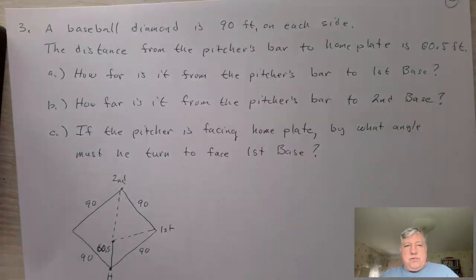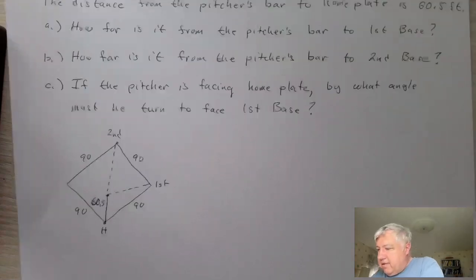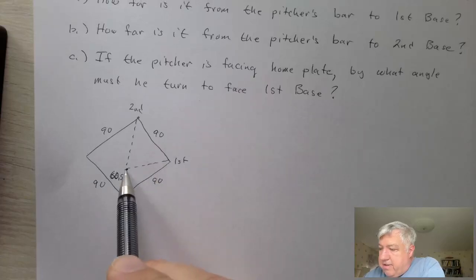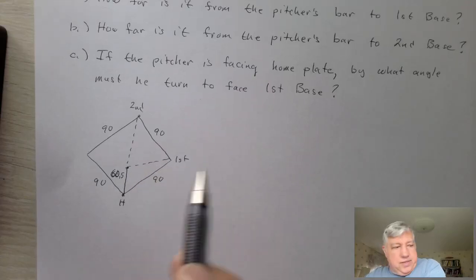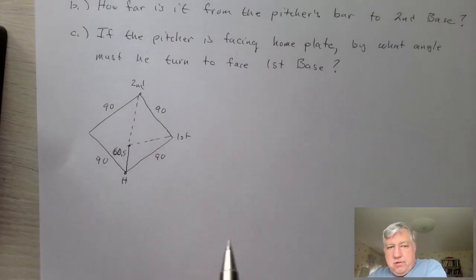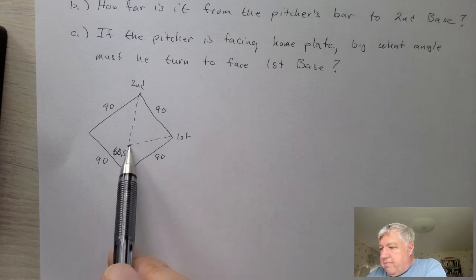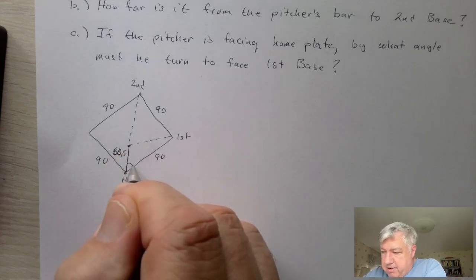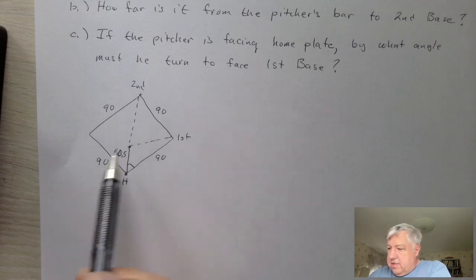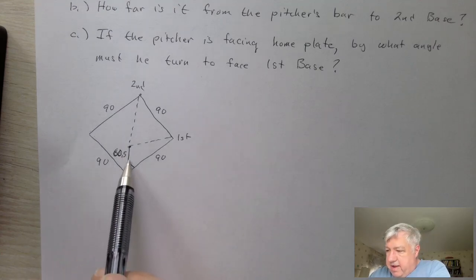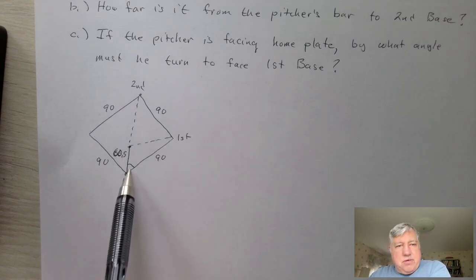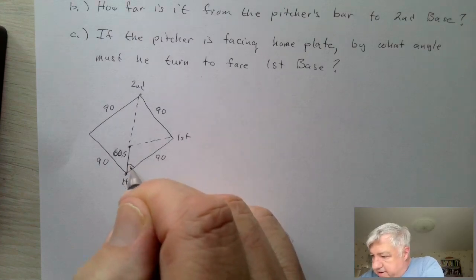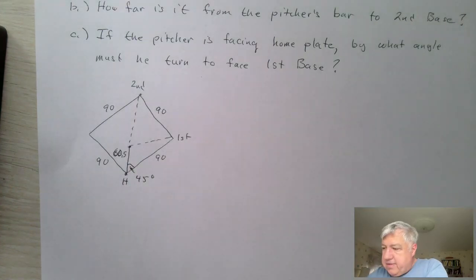Now, the first question they ask is, how far is it from the pitcher's bar to first base? So you want to find this distance. How do we do that using the law of cosines? We know the length of this side, we know the length of this side, and what's this angle? Since this is a square, the angle from here to here is 90 degrees, so this is half of it. This is 45 degrees.